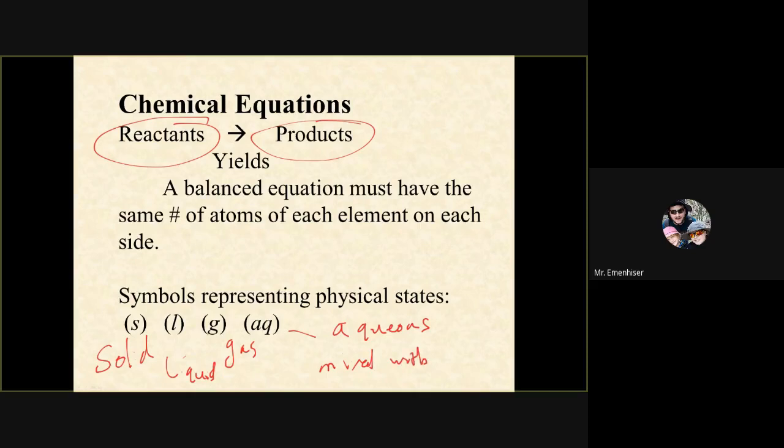Aqua for water. Mixed. I actually learned a lot of Spanish this summer. Spanish and German. So agua.